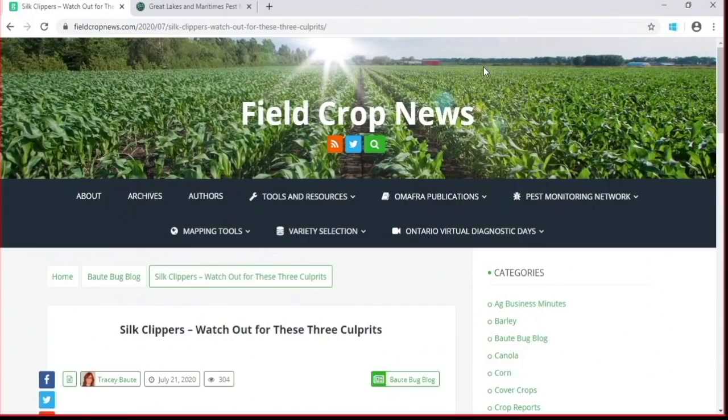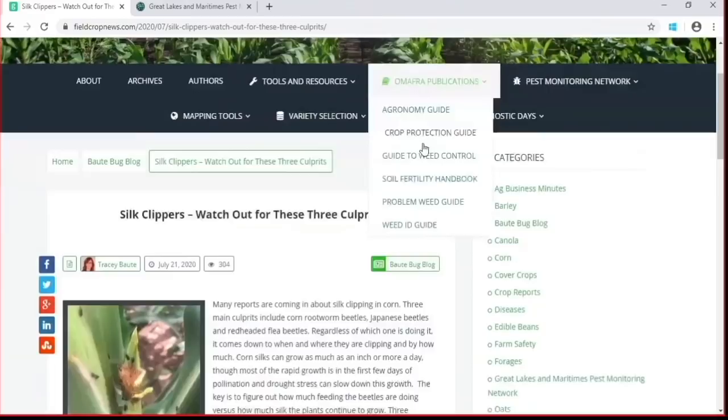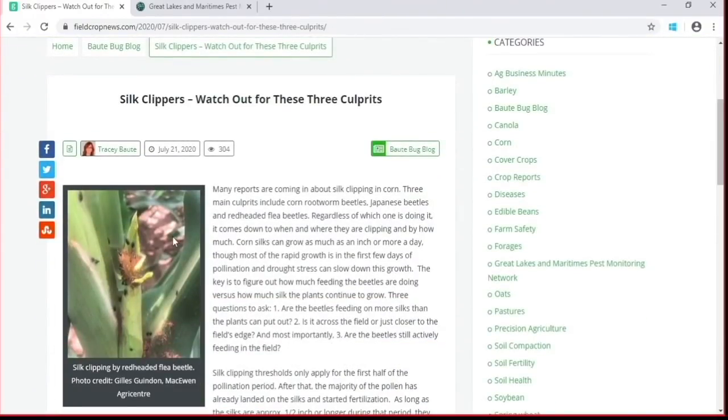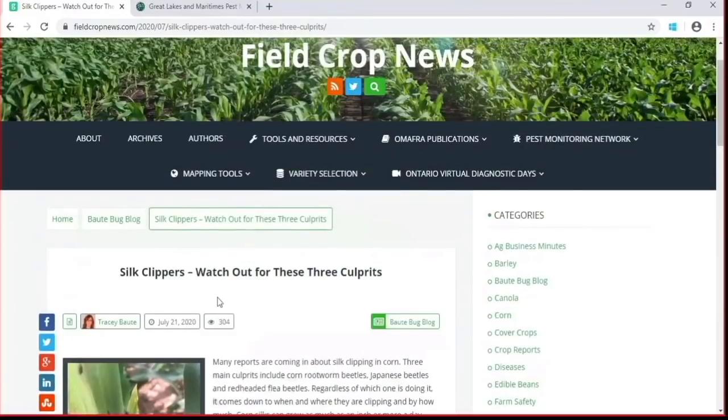A couple of key issues that I do want to bring up this week in particular. If you go to Field Crop News, I did write a recent article about this. There are a few insects that are clipping silks right now. That includes rootworm adults, which are quite active right now and early. But red-headed flea beetle are also doing the same kind of damage, and of course Japanese beetle. So please go to Field Crop News and take a look at that article, because I talk about thresholds, what you're looking for, and it really comes down to how much clipping they're doing and if the plants themselves can grow out of that clipping.